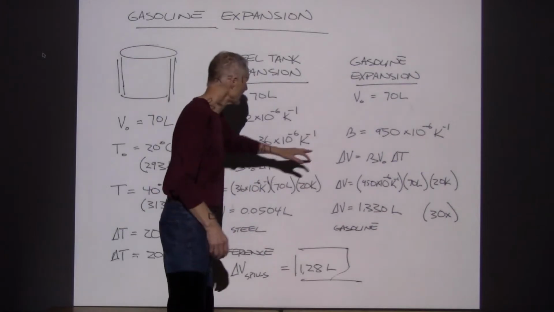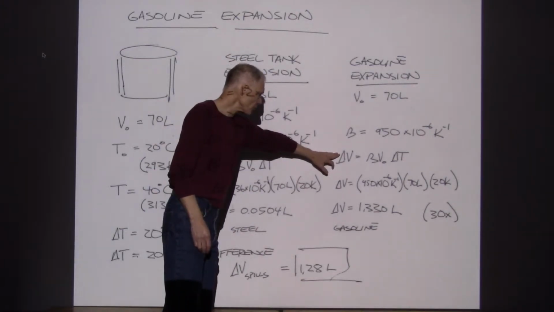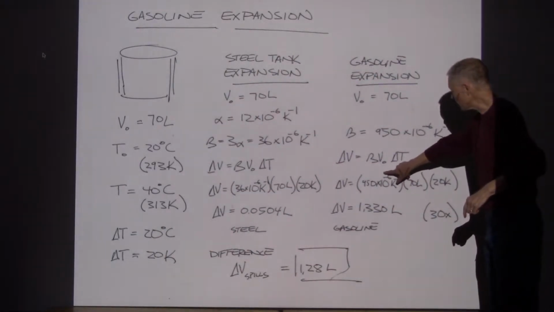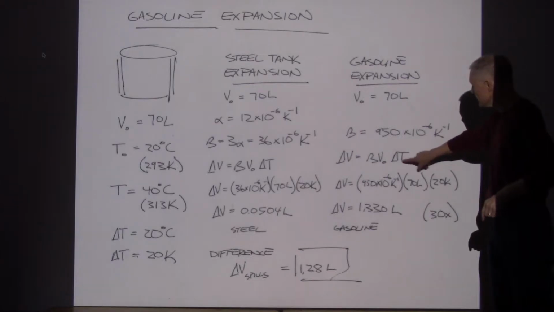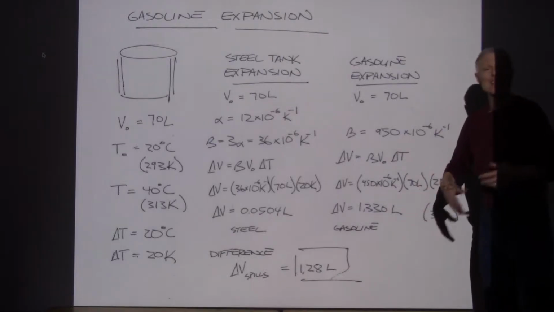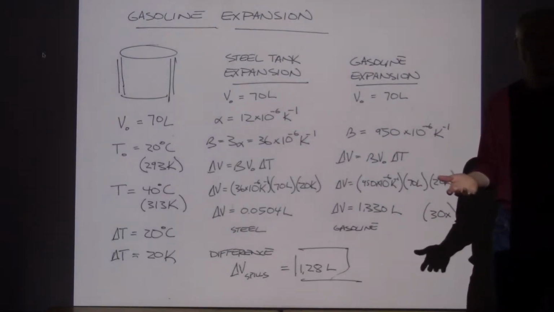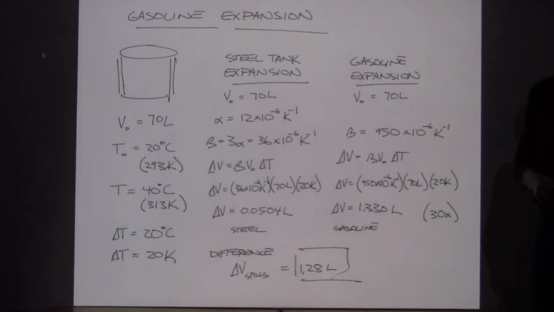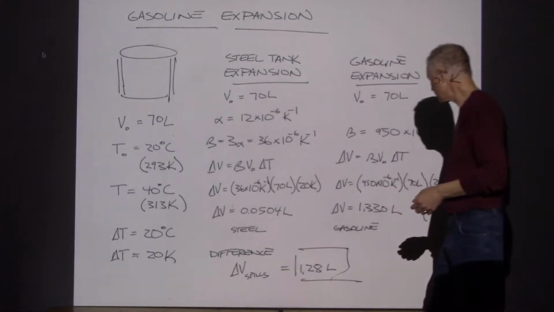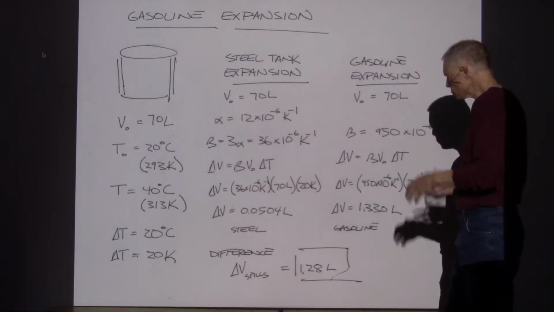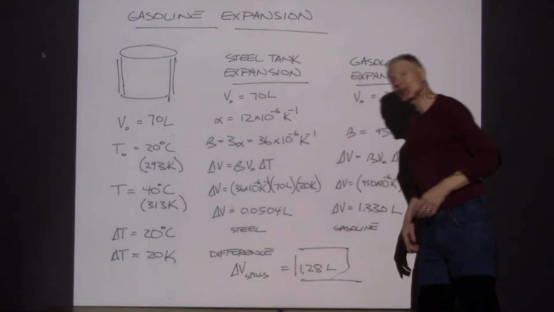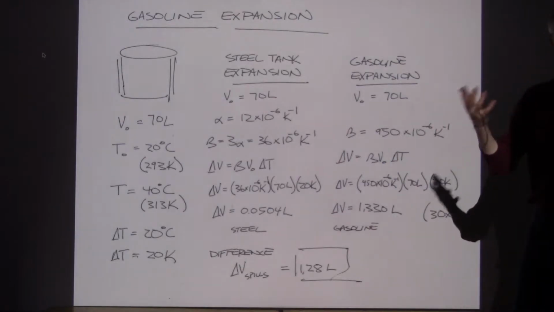So the expansion that we're going to end up with here uses the same formulas. We're looking at the expansion coefficient times the reference volume, and then the temperature increase. What I'm finding is the gasoline expands by more than a liter, 1.33 liters of expansion, whereas the steel tank only expanded by 0.05. So taking the difference between those two numbers, 1.28 liters is going to somehow spill.